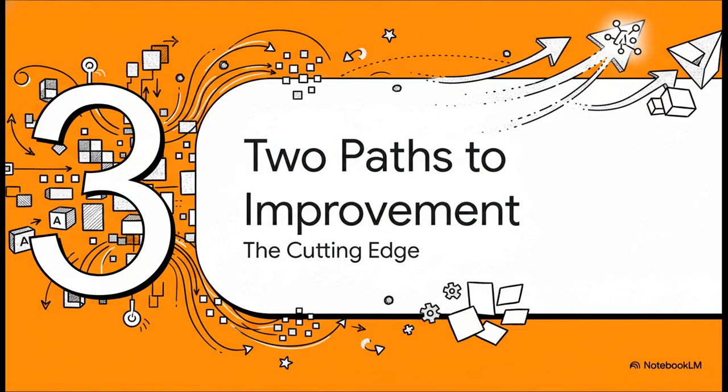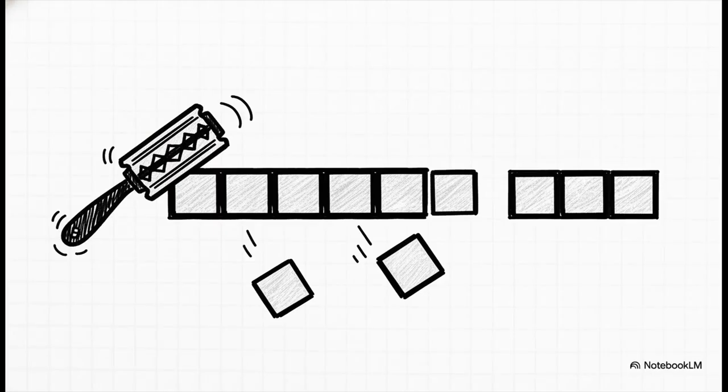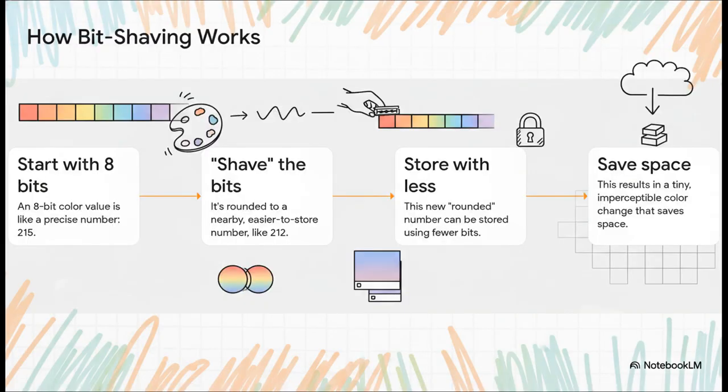But the quest for the perfect pixel never stops. So now, let's look at 2 cutting-edge paths that take efficiency even further. First up, we have a clever data trick that's a bit like rounding numbers to save space. It's called bit shaving. So, a standard color value is stored using 8 bits. Bit shaving essentially asks, what if we only store the first 6 or 7 bits and just assume the last few bits are 0? Now this slightly changes the color value, say from 215 down to 212, but it's a change so incredibly small your eye can't even see it. And in return, we save precious bits on every single color value we store.